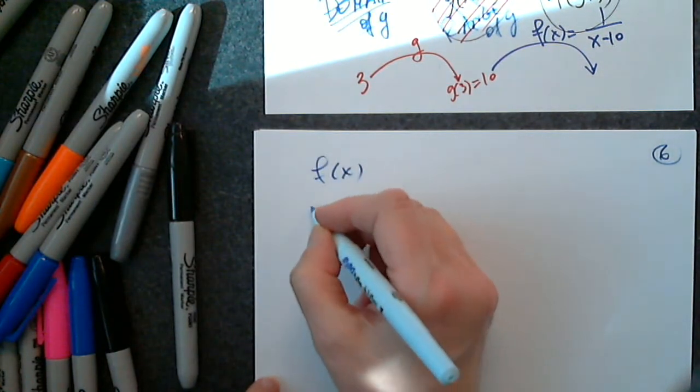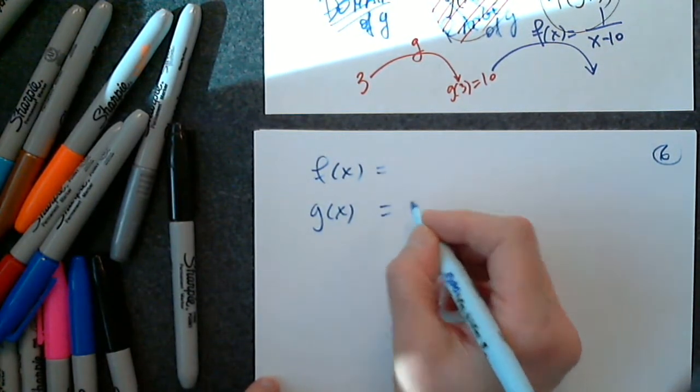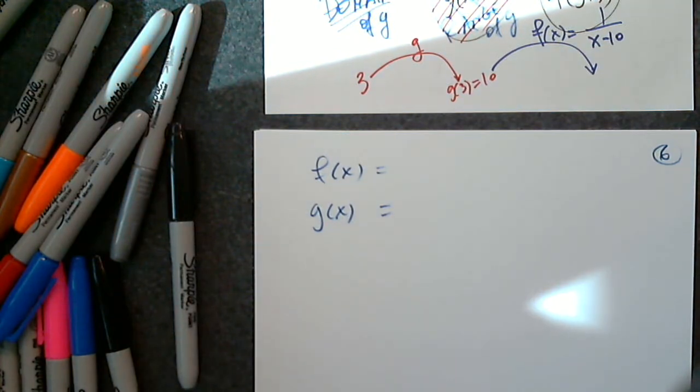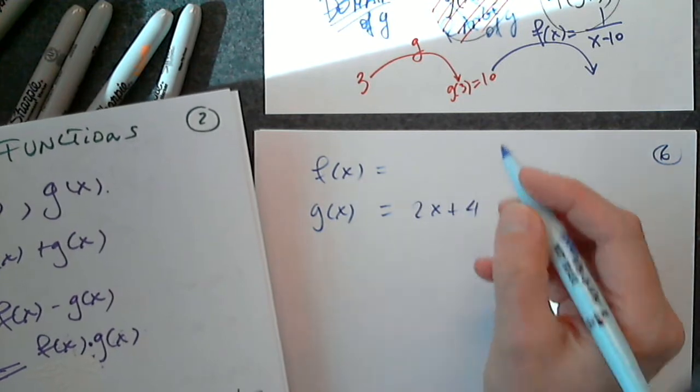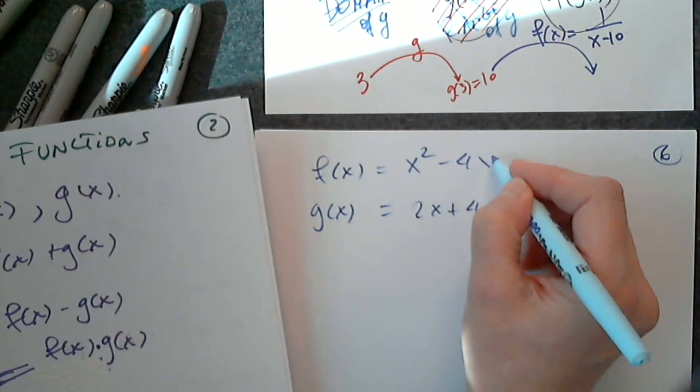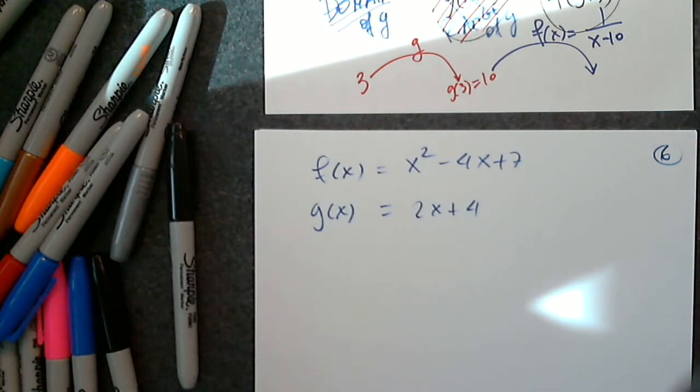Okay, I'd like to see how the mechanism works. You gave me two functions before. I'm going to copy them from a few minutes ago because they are very good functions. You said g of x is 2x plus 4, and f of x is x squared minus 4x plus 7.